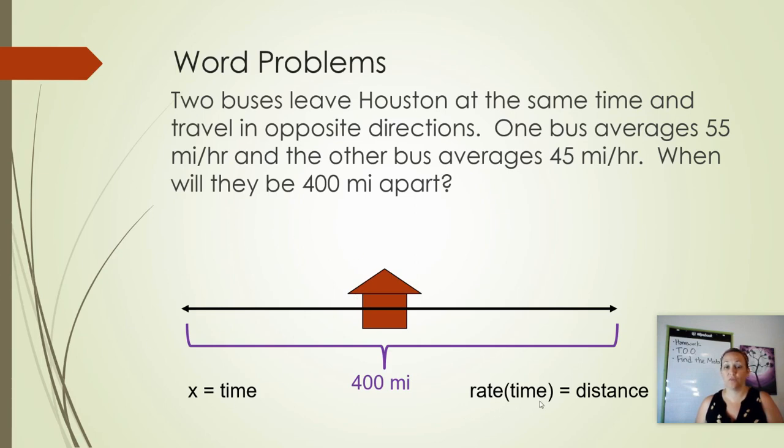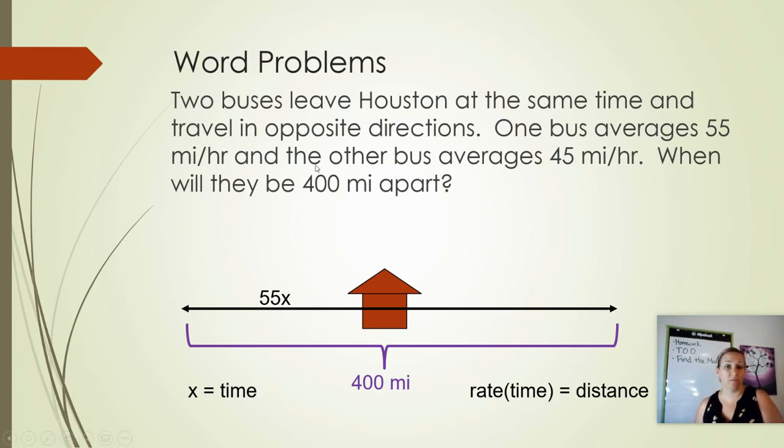And so I'm going to use this formula. The first bus was traveling at 55 miles per hour. That's their rate. And the time, I don't know, so I'm going to use x. So the distance is 55x. There it is. So the first bus traveled 55 times x. That's how far they traveled. 55 miles per hour for I don't know how long. That'll give me the distance.